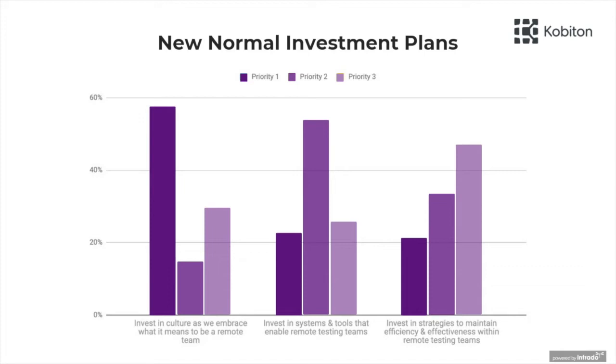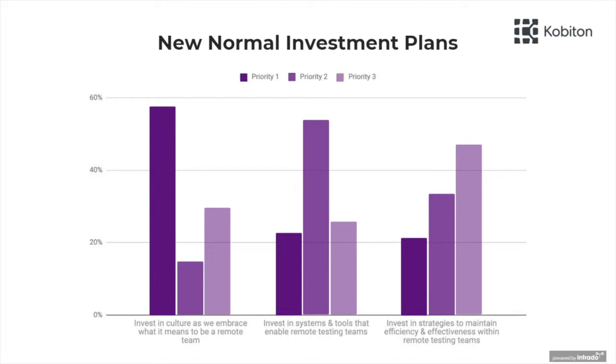It wasn't about priority 2 and 3, systems and tools or efficiency and effectiveness. It was about culture. Now, I think the reason culture was such a high priority was because efficiency and effectiveness will come naturally as a byproduct of having a culture that supports remote working. Systems will naturally become a part of the business in remote working when the culture is nailed.